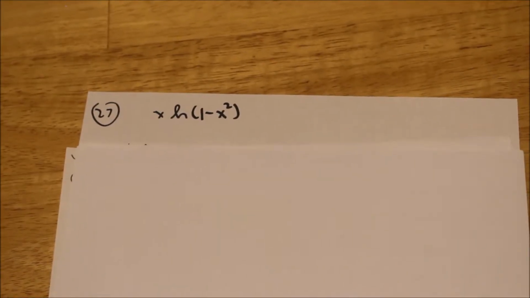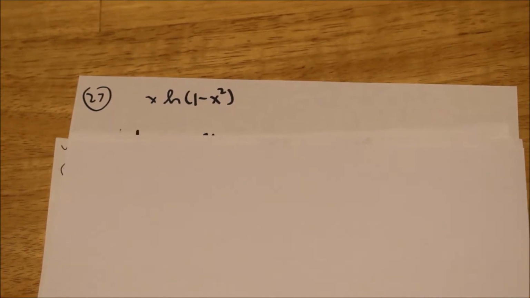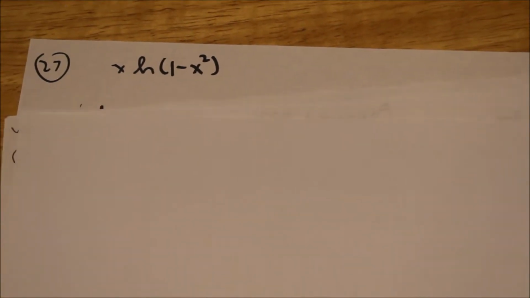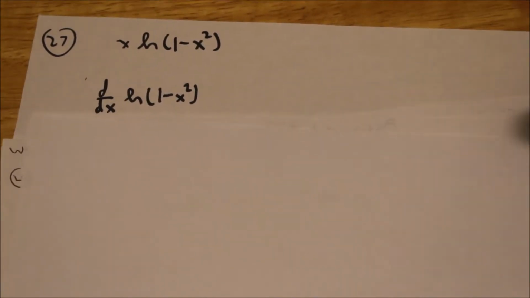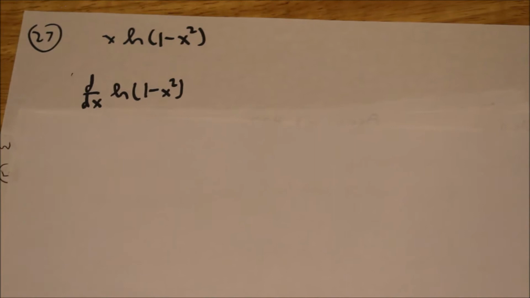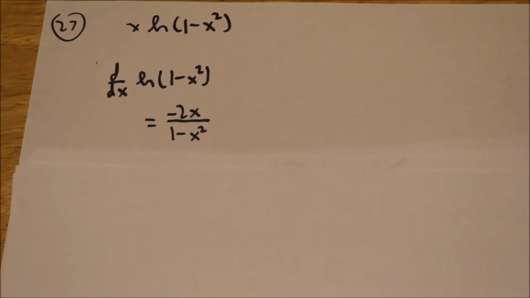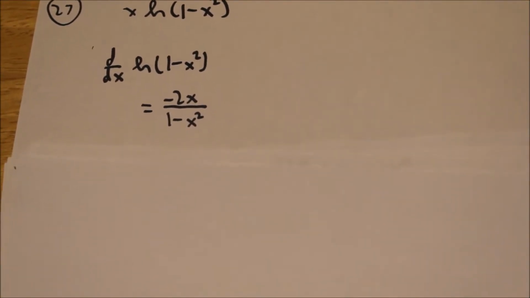Number 27, we have to find the first 4 terms of x natural log of 1 minus x squared. So first we're going to find the Maclaurin series for natural log of 1 minus x squared. To do that, we're going to take the derivative of the series because it's easy to take the derivative of a natural log. So you have to use the chain rule, but once you do that, you get negative 2x over 1 minus x squared.